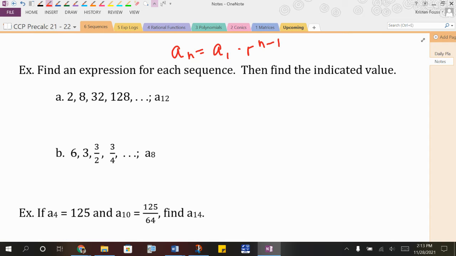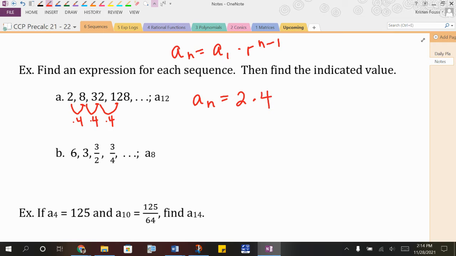So first let's identify and make sure this is geometric. When we go from one term to the next, is there a common value that we are multiplying by? And hopefully you should be like, yeah, we're multiplying by 4. 2 times 4 is 8, 8 times 4 is 32, 32 times 4 is 128, etc. So this 4 is our R value. And that's really all that we need to know here, aside from what the first term is. So A_1, our first term, is 2.